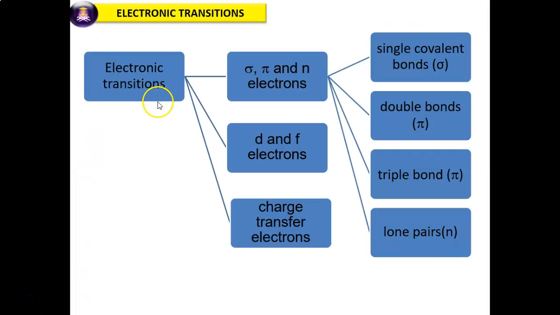We look at the electronic transitions in UV-Vis spectroscopy. We have the pi bonding orbital to the pi anti-bonding orbital, with a star, and we have a non-bonding orbital, which is n, and also we have sigma electrons, and single covalent bonds, double bonds, triple bonds, and also lone pairs. And also we have d and f electrons and charge transfer electrons.